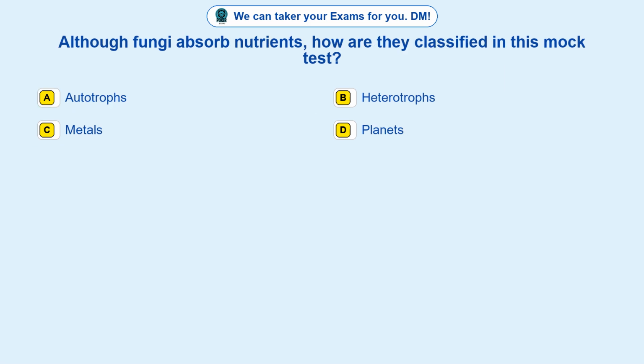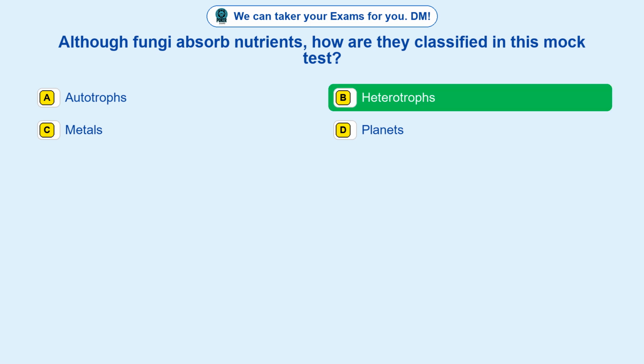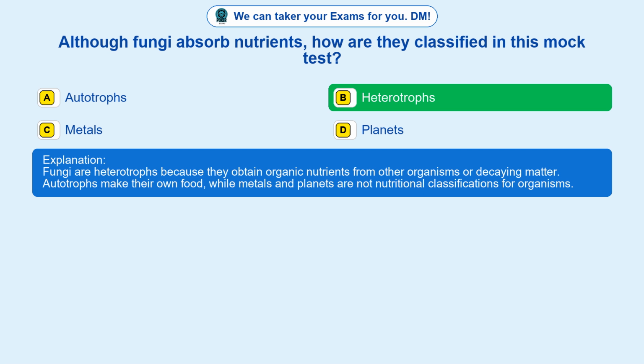Question 21. Although fungi absorb nutrients, how are they classified in this mock test? Option A. Autotrophs. Option B. Heterotrophs. Option C. Metals. Option D. Planets. The correct answer is option B. Heterotrophs. Fungi are heterotrophs because they obtain organic nutrients from other organisms or decaying matter. Autotrophs make their own food, while metals and planets are not nutritional classifications for organisms.